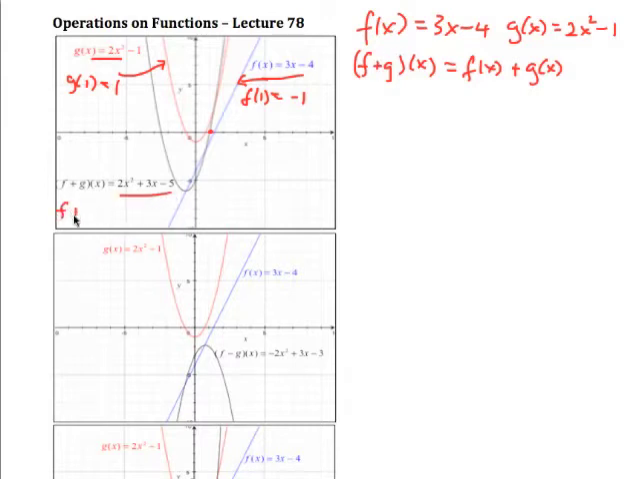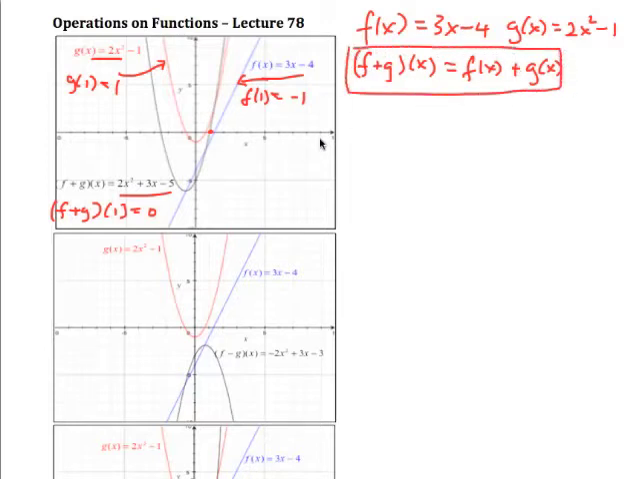So if I look at f plus g of 1, then we'd end up with 2 by 1 squared, of course, is 1. So 2 plus 3, which is 5, minus 5 is 0, which is exactly what we have. So in other words, here now is our definition for the addition of two functions.